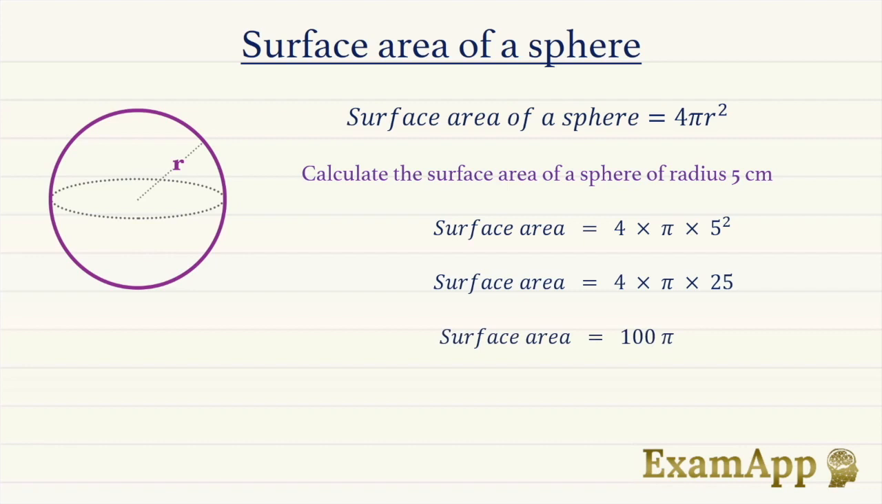If you want to leave it like this, you can do, as it is an exact answer. Otherwise, you can type it into a scientific calculator to get 314.16 centimeters squared when rounded to 2 decimal places.